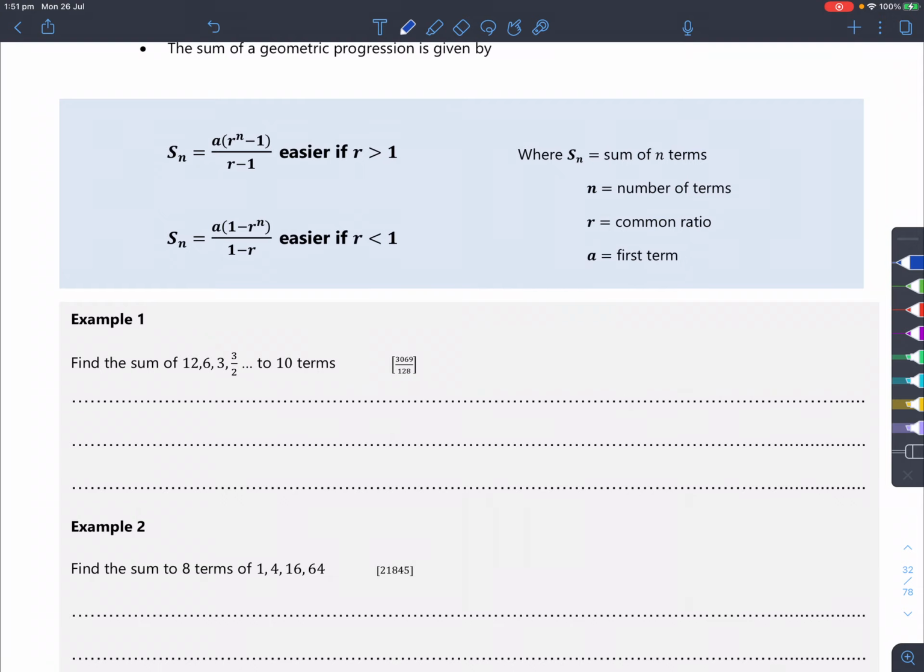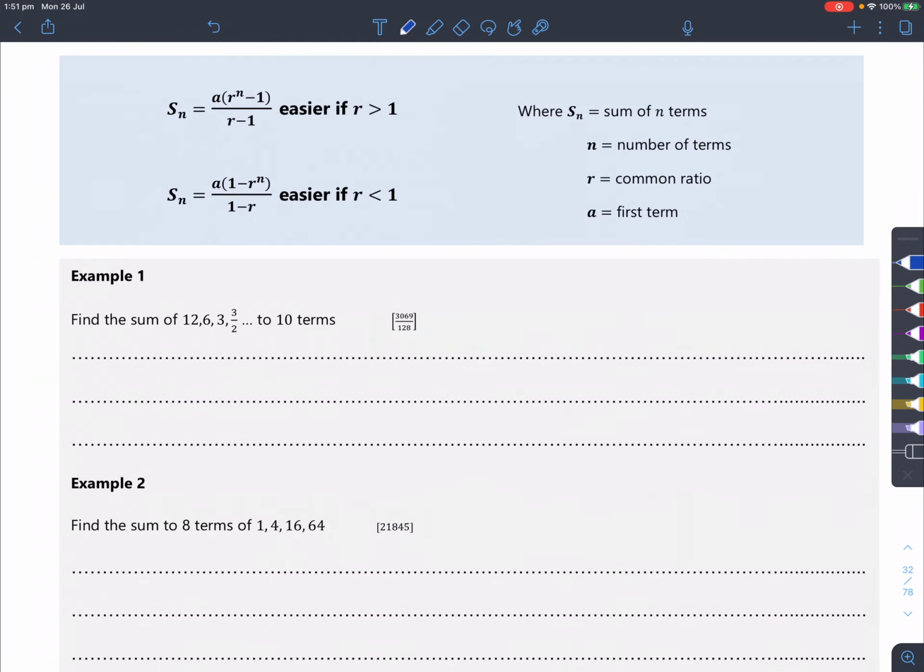Oh, I know. I'll just use the first one. My bad. I'm trying to remember which one I use. So, Sn, in this case for example 1, will be S10. So if we use the first equation here, A is going to be 12. Now the ratio would be 6 over 12, which is half. So write 0.5 to the power of 10, which is the letter n, minus 1 over 0.5 minus 1.